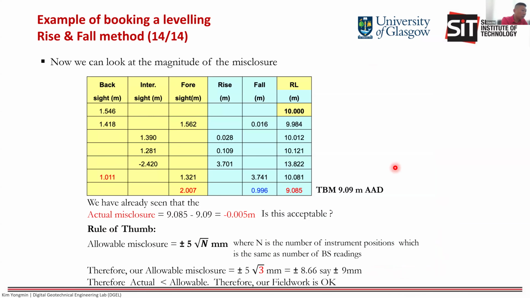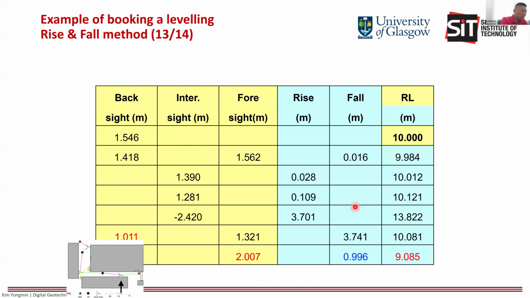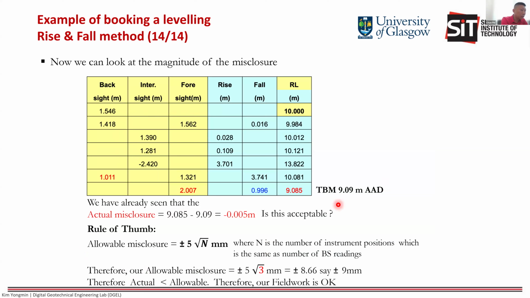But as I said, the surveying always needs to close, meaning go back to the benchmark. And this benchmark, the level, we know is actually 9.09. So this is how we check whether there is an error or not. By our own survey and calculation, we get 9.085, but the benchmark level is 9.09. So there is a 5 mm difference.